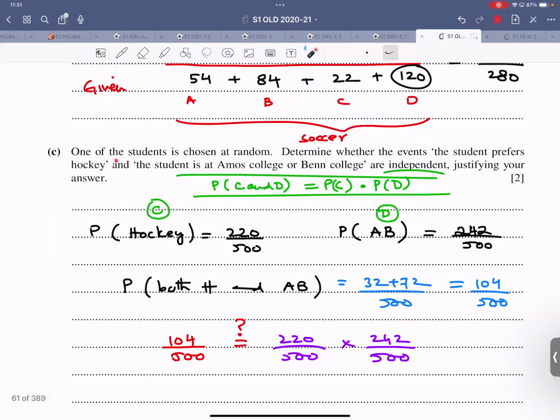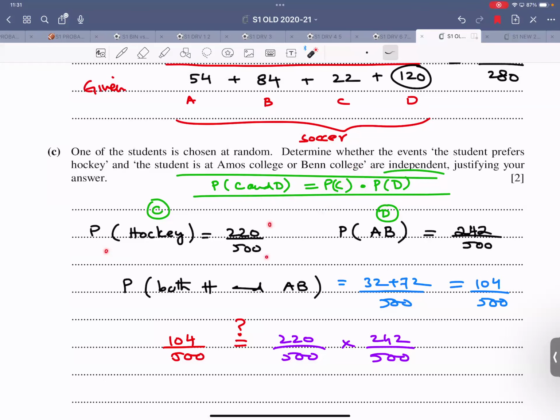Third part. One of the students is chosen at random. Determine whether the events the student prefers hockey and the student is at A or B college are independent, justifying your answer. So now over here, I have written the equation for independence. Probability of C and D, or we can also write intersection, equals probability of C times probability of D. That means if I take the individual probabilities, I multiply them out. If it equals the intersection probability, it's statistically independent. If it's not equal, it's not independent.